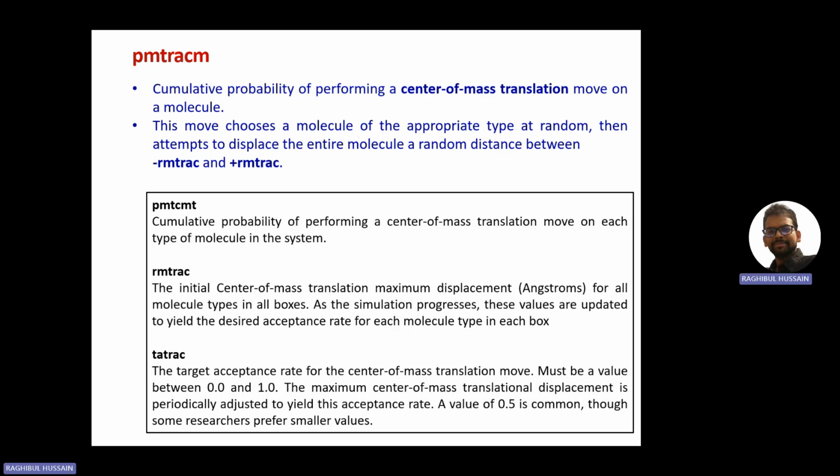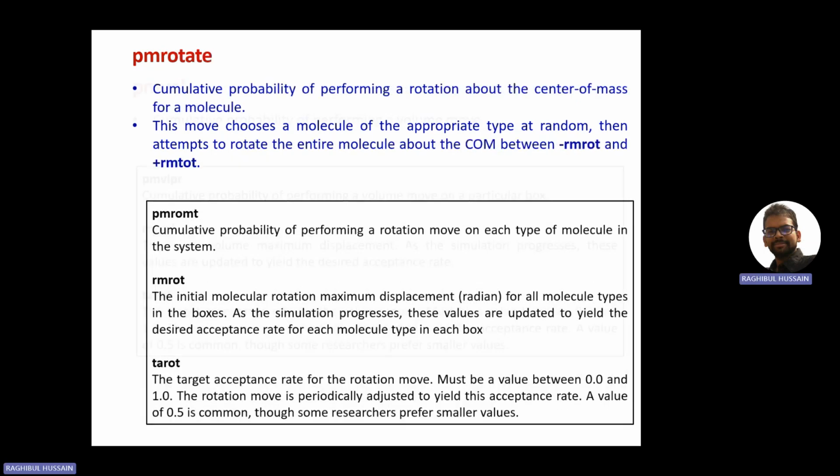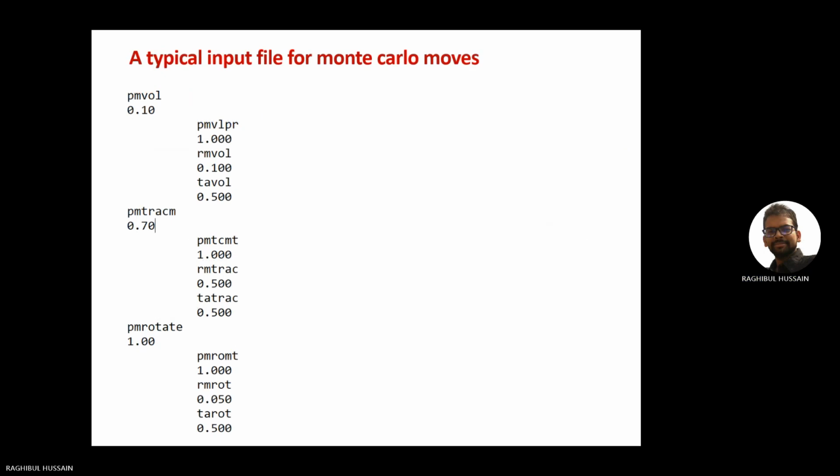So you just check your input file. Here we have PMVOL, which is for the volume move. So in your input file, you have a variable with the name PMVOL. This is the volume move. PMTRACM is the displacement move, and then the rotation move. So for this particular problem, we have three moves. And under each move, we have one number: 0.1, 0.7, and 1.